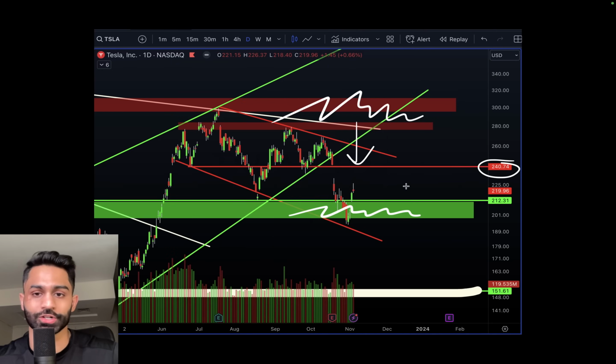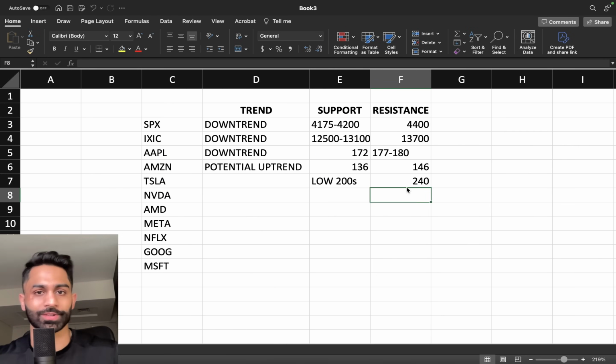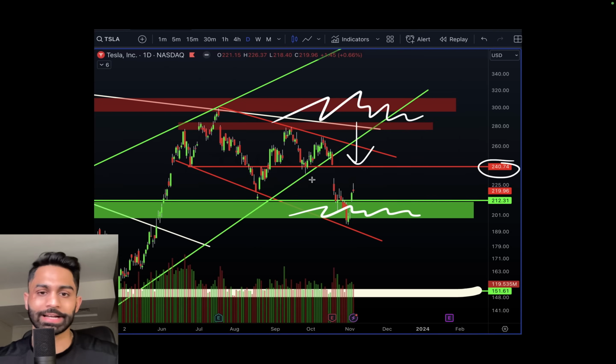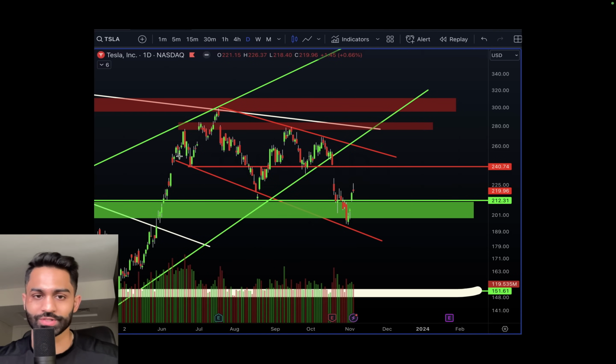And resistance near term 240 to, of course, as much as 280. But then we'll analyze that if and when it actually gets up to that level. But right now, all we have to understand is that still the downtrend is valid. Very nice breakout. Support level right over here in the low 200s. Resistance near term at 240 for Tesla.